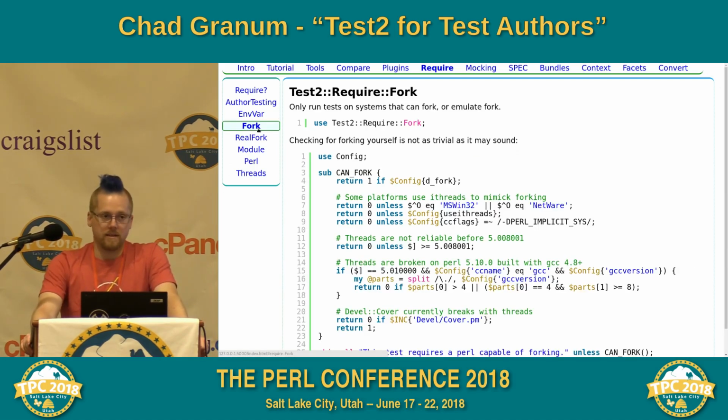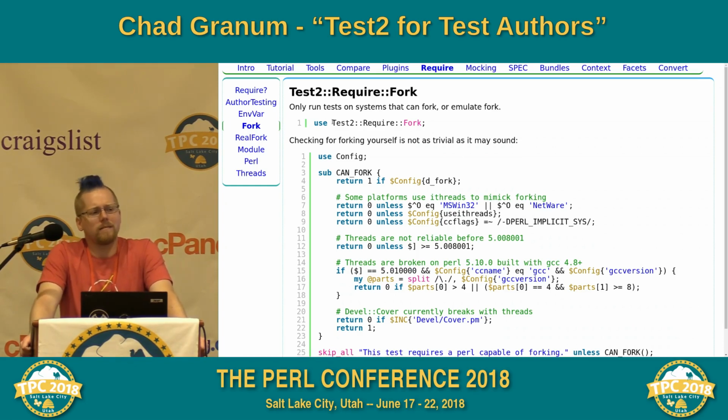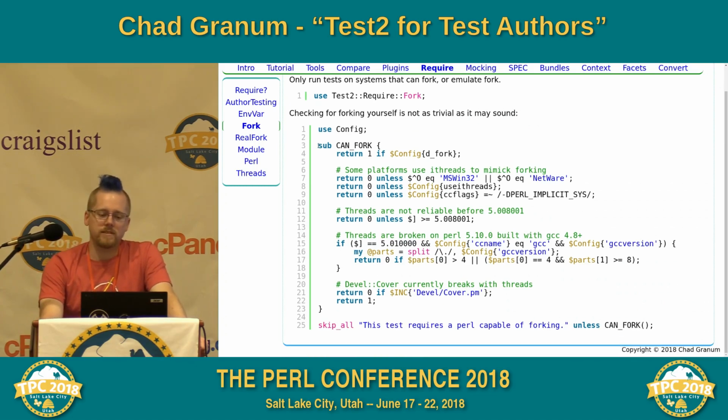Now we get to something that will really save you time that you didn't even know you needed to spend. This Test2::Require::Fork will make your test skip if your system cannot fork. Now you think, well, why is that its own module? Because if you actually want to check if your system can fork, this is the logic you need. That is a lot of logic, and if you don't put that in there, it will bite you someday on some system somewhere.